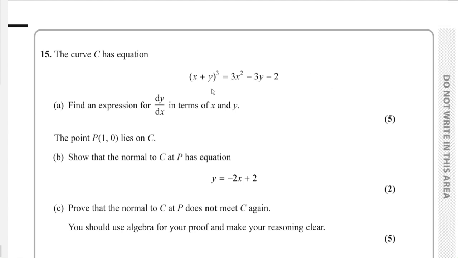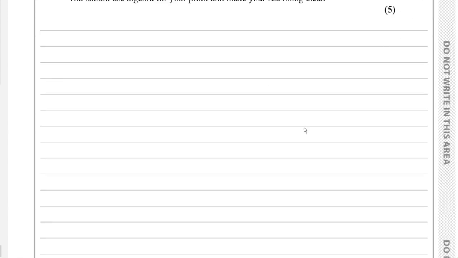Question number 15. The curve C has equation x plus y all cubed equals 3x squared subtract 3y subtract 2. Part A, find an expression for dy over dx in terms of x and y. So for part A, we've got x plus y all cubed equals 3x squared subtract 3y subtract 2. Now I need to differentiate this implicitly.